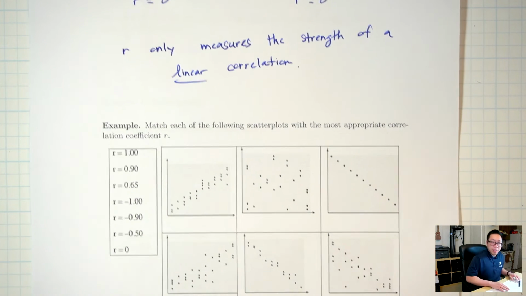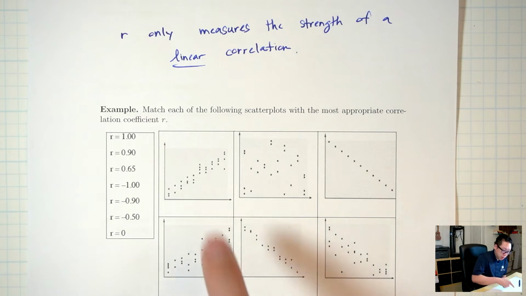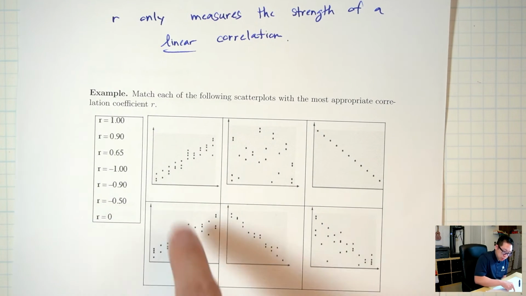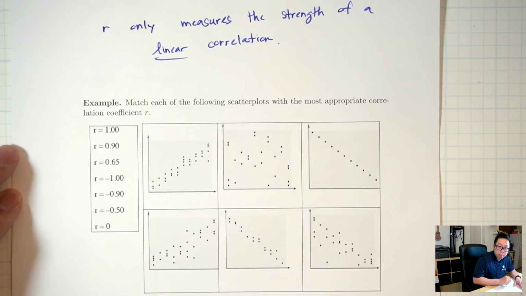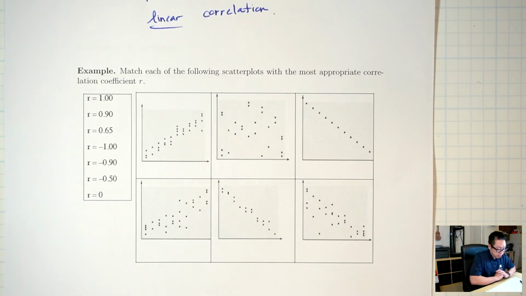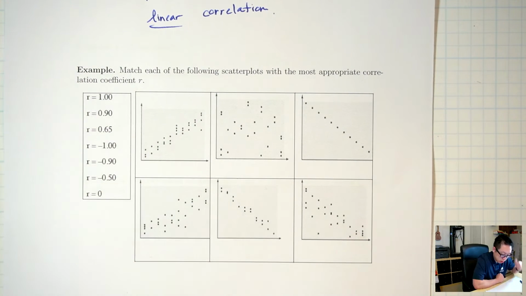All right, let's take a look at this example. So this is a matching example. We have some scatter plots, and what I want to do is match the scatter plot with the R. All right, so let's start with these first 3 R's, right? R of 1, 0.9, and 0.65. So those are positive, which means they should go with pictures that are going upward, right? Positive correlation.